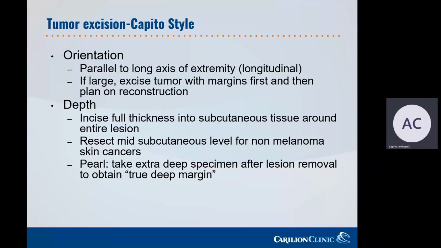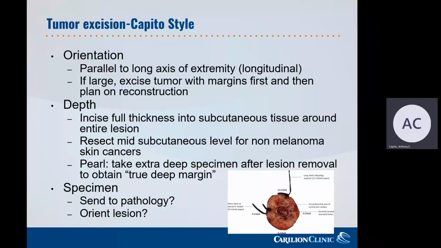If the area is deep and I feel that the margin is close, an extra pearl is to take an extra swath of deeper tissue and label this as true deep margin. I have seen on pathology where the cancer comes to the surgical margin. Then if you add this extra layer of tissue and that's negative, then you know that you got the entire cancer out and you don't need to do a re-excision if that true deep margin is negative. So that's helped me out a bunch of times to get that extra tissue. So remember that when you're doing these biopsies.